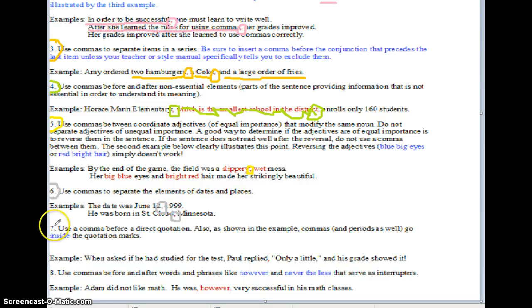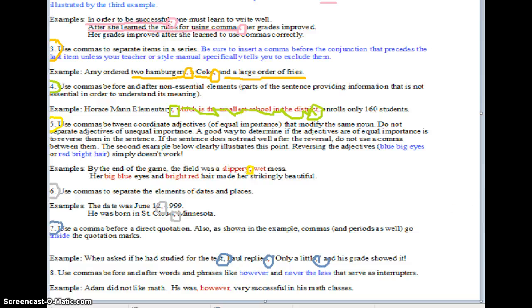The seventh comma rule tells you to use commas before a direct quotation. For example, when he had studied for the test, rather lengthy introductory clause, comma, Paul replied, comma, direct quote, only a little, and as we are leaving the direct quote, and his grade showed it. So remember, when you're dealing with quotes, you need the comma before the quote is introduced, and if you have additional dialogue after the quote, a comma after the dialogue ends.